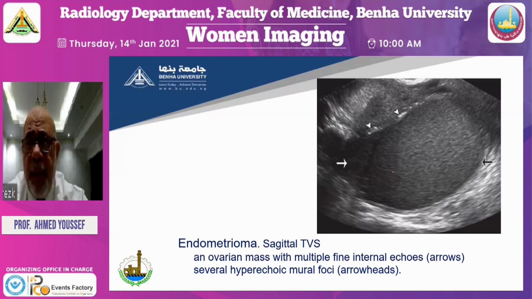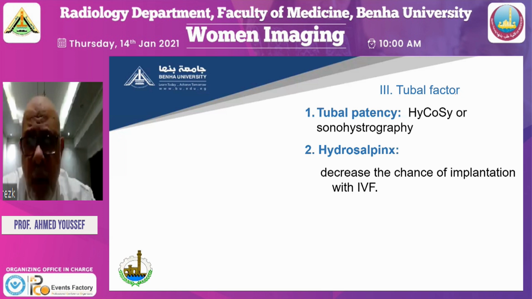This is a typical picture of the endometrioma with a ground glass appearance with several hyperechoic mural foci in it. This is an overview picture for the ovaries. Then we'll shift to the tube.